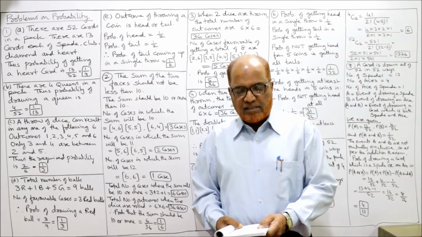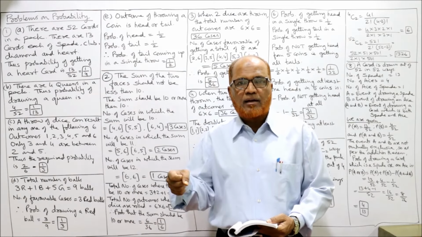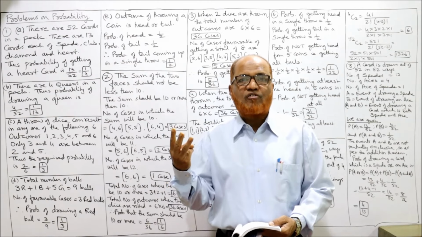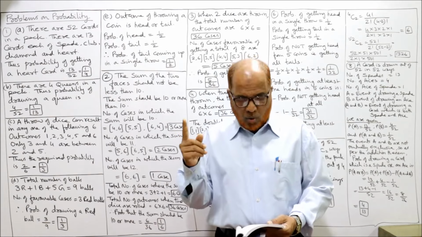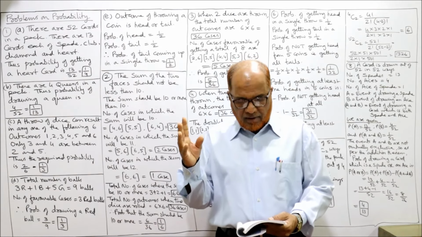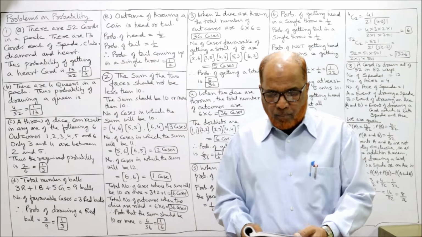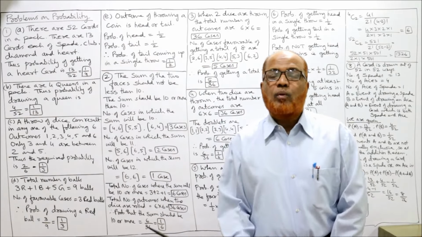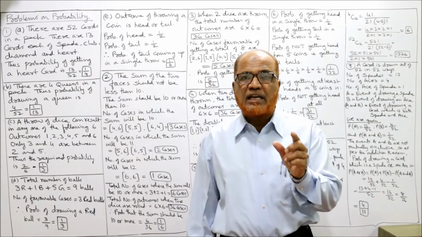A bag contains 3 red, 1 black and 5 green balls. A bag contains 3 colors of balls. First of all, 3 red balls, 1 black ball and 5 green balls. What is the probability of drawing a red ball from this bag? Our favorable case is getting a red ball.